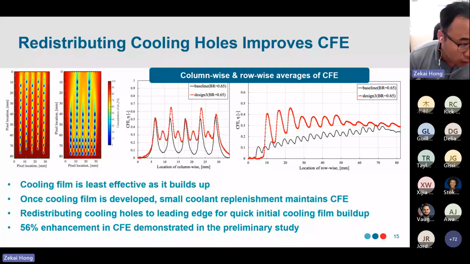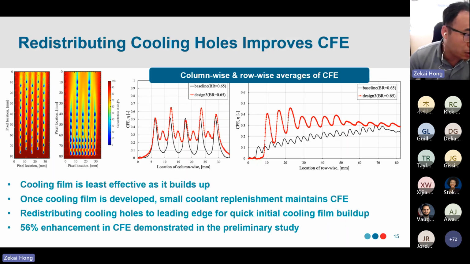Another thing we learned from our study is that the cooling film takes time to develop. For a conventional effusion cooling design, we essentially have uniformly distributed effusion cooling holes, and the drawback is clear, because the weakest point on the cooling film determines the effectiveness of the whole cooling film. In a conventional design, as you can see, the leading edge does not have enough protection from the cooling film, and it takes some time for the cooling film to develop.